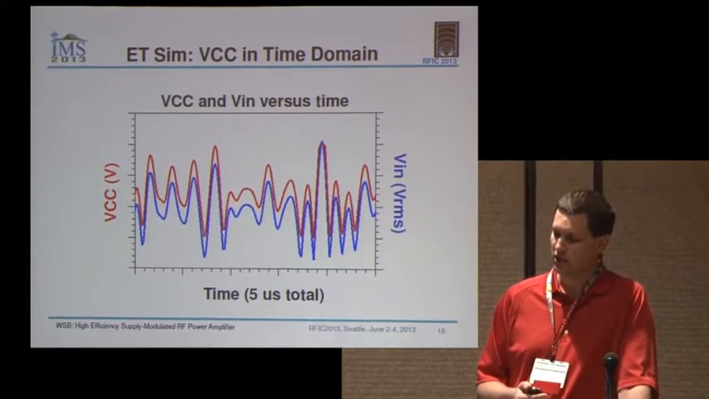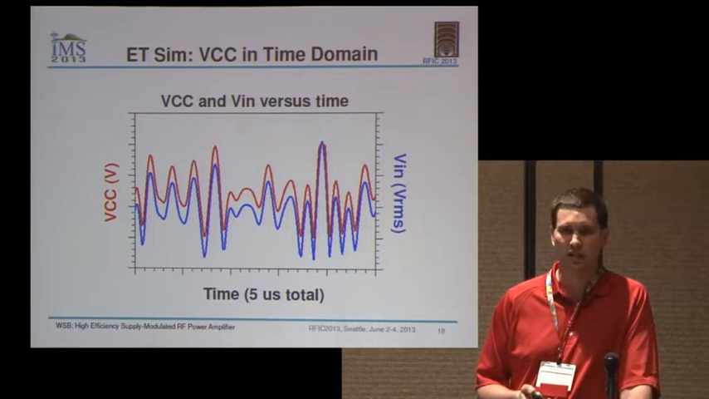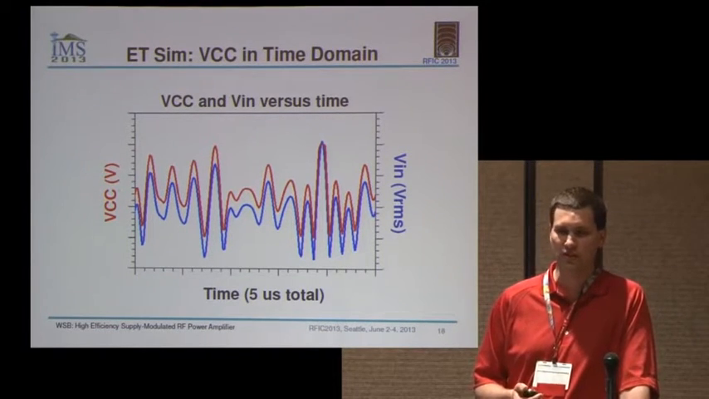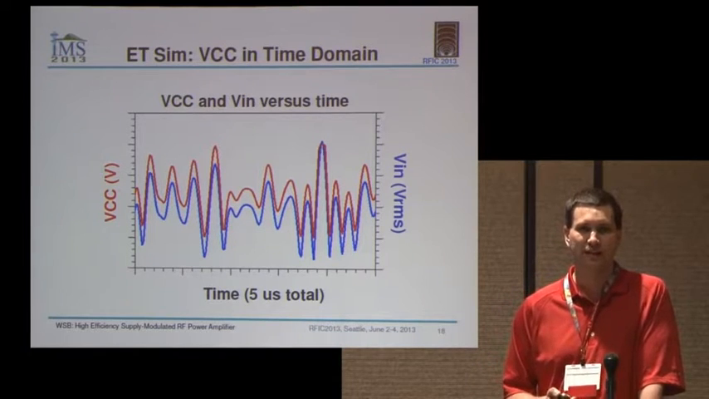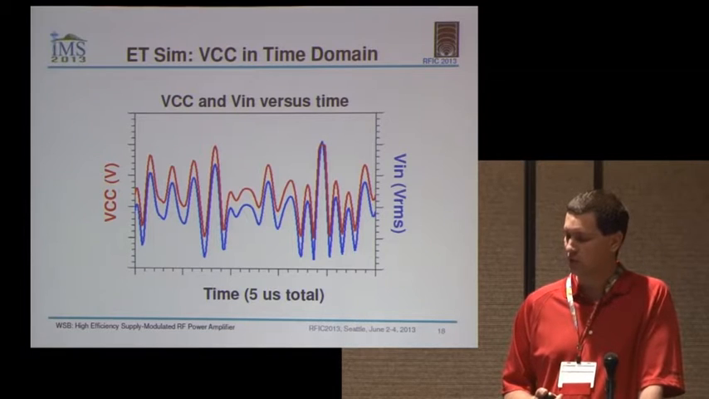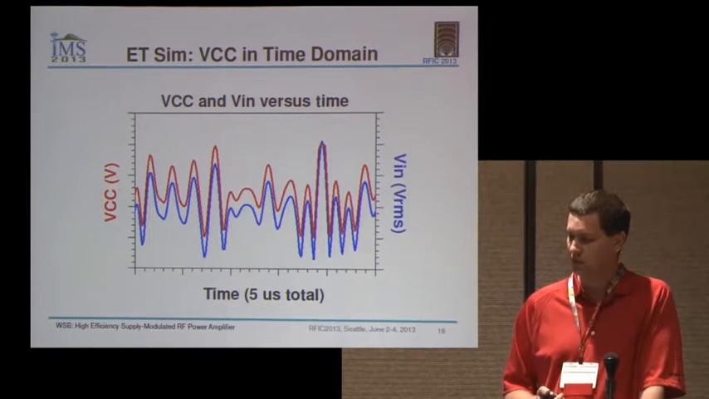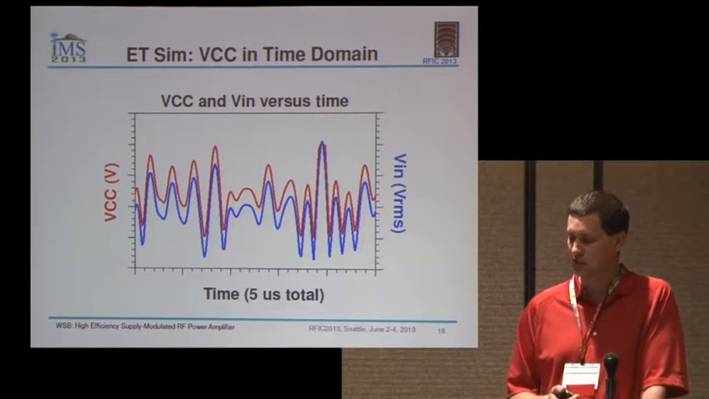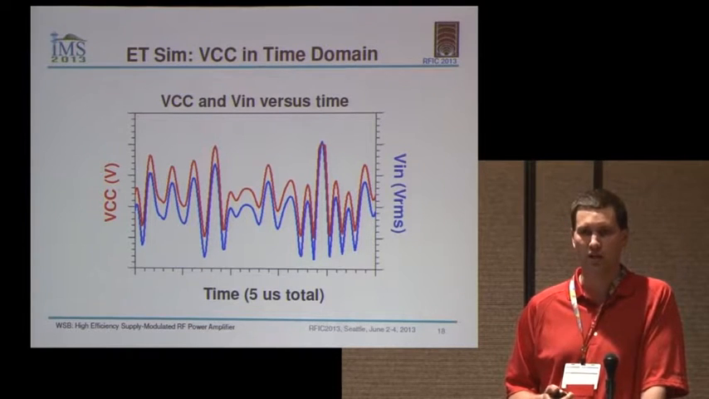The second slide here shows some time domain data of the waveforms, just to illustrate what I talked about earlier: it's pseudo envelope tracking. We're not exactly directly proportional to the envelope of the modulation, but you can see here that the collector voltage in red and in blue is the input signal to the PA, basically the modulation envelope in volts. And you can see that it does do a good job of tracking along.